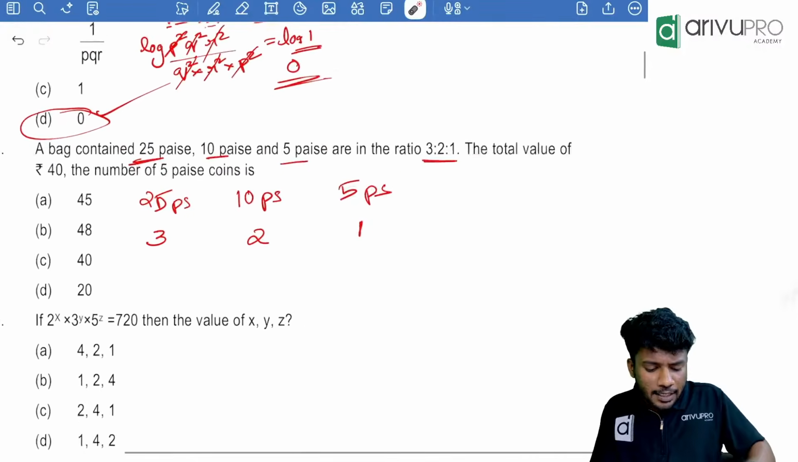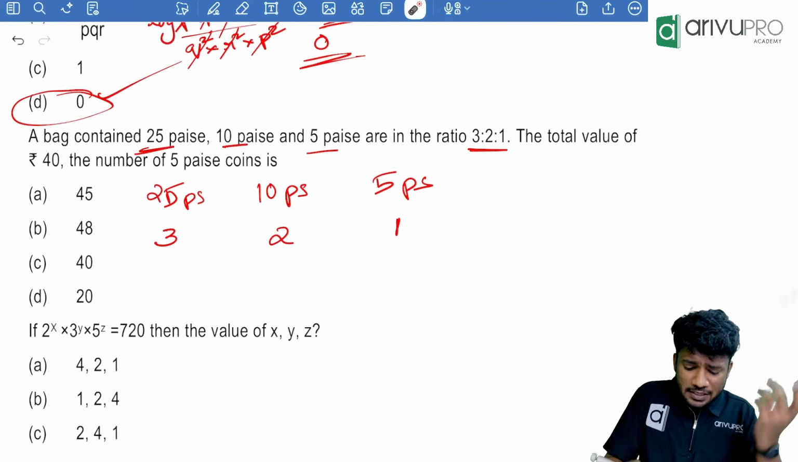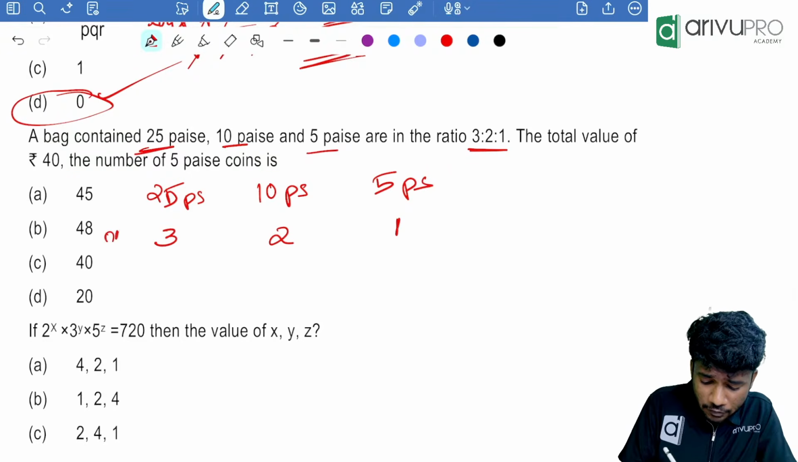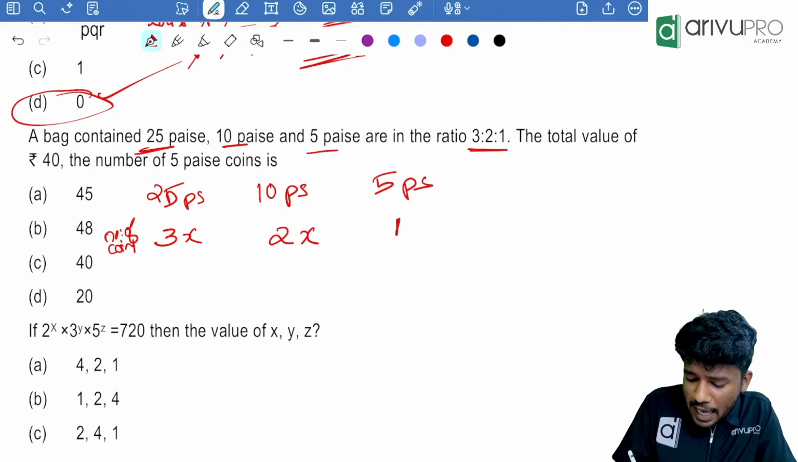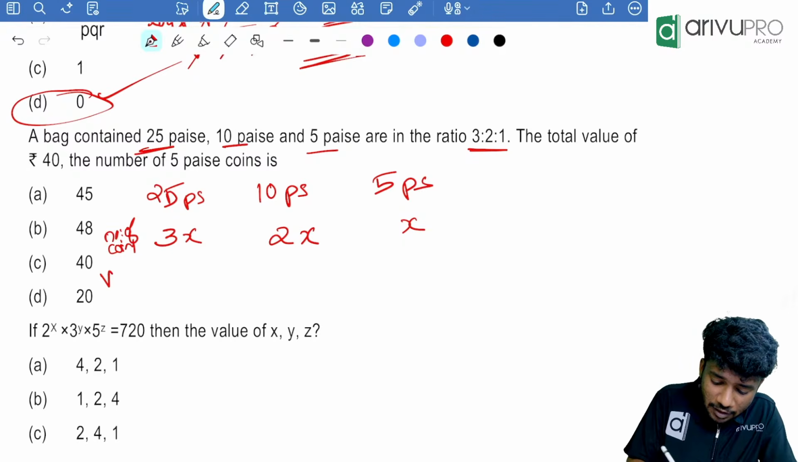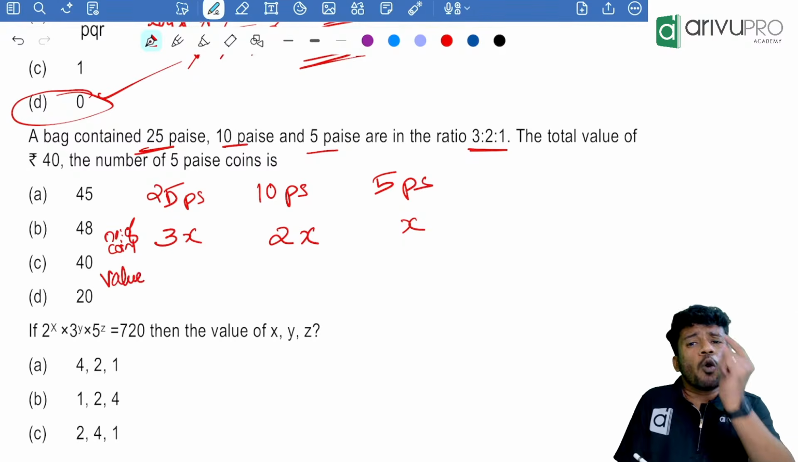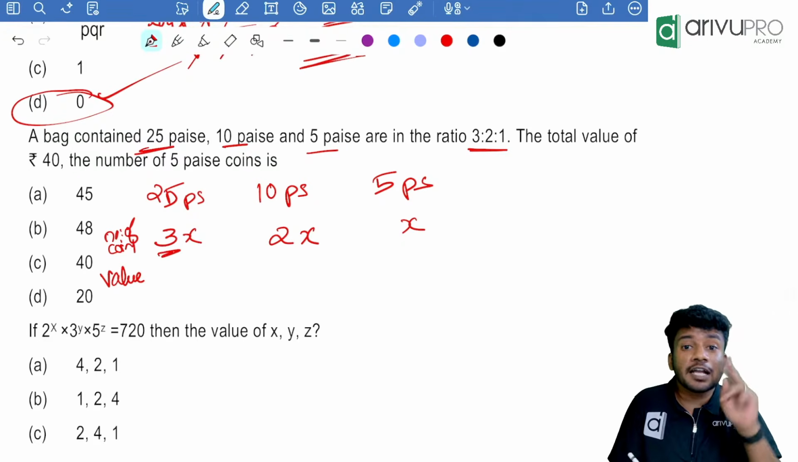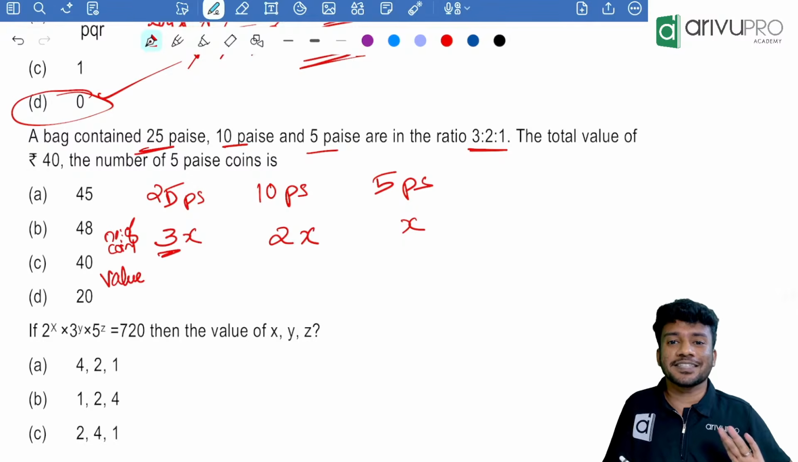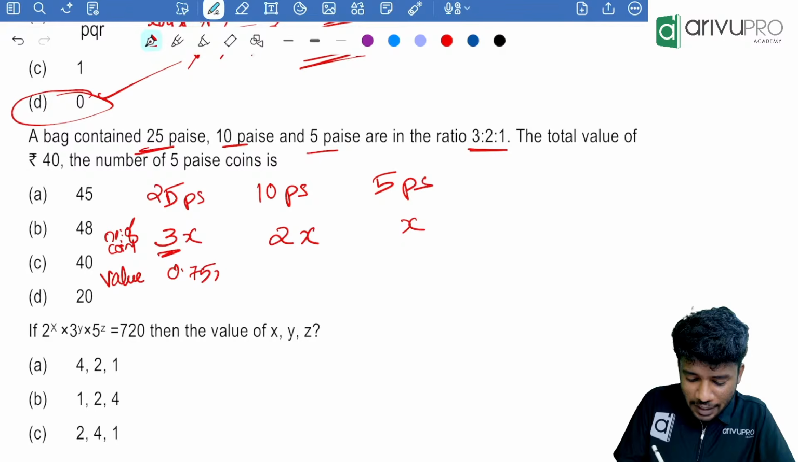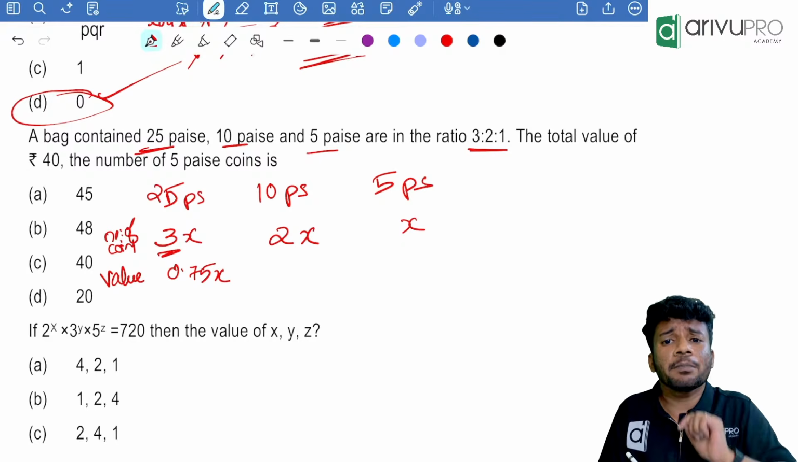Next one. Now over here they are telling 25 paise, their count is 3:2:1. I can say that the number of coins is nothing but 3x, 2x and 1x. 1x is how much? Nothing but x. Now can anyone tell me the value of the coins then? So what is the value of 1 25 paise coin? That is 0.25. Then what will be the value of 3x number of 25 paise coins? 0.25 into 3x. That is how much? 0.75x.